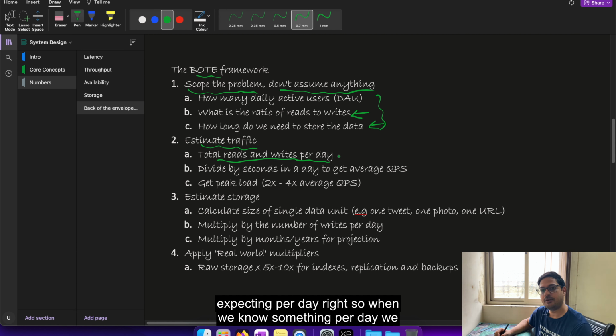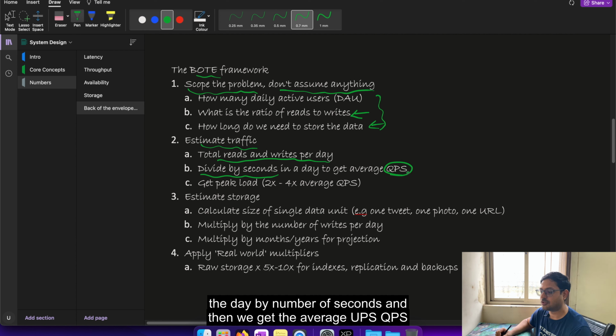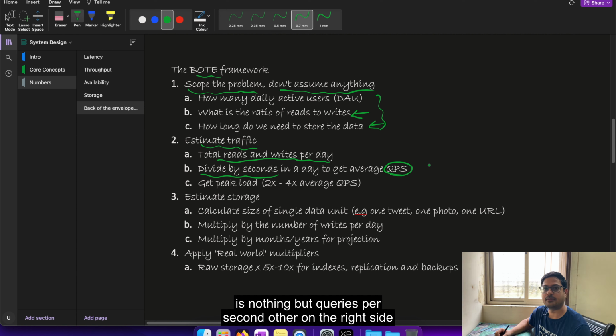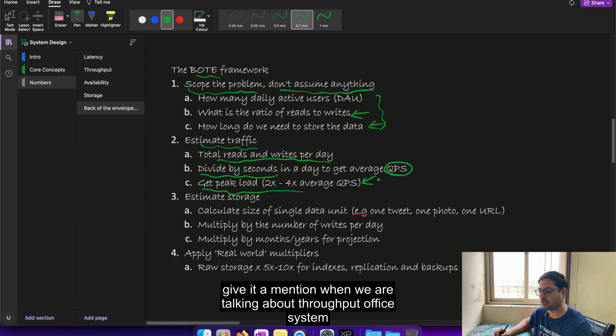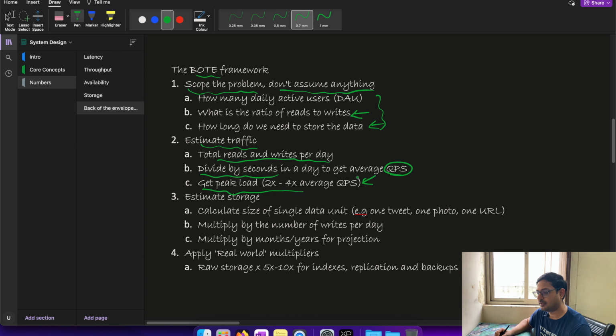So when we know something per day, we already know how many seconds there are in a day, which is 86,400, which will be rounded up to 100,000, right? So we can calculate by dividing the daily count by the number of seconds, and then we get the average QPS. QPS is nothing but queries per second, either on the write side or on the read side, right? Then we can get the peak load of the system by doing 2x or 4x the average QPS, right? So definitely give it a mention when we are talking about the throughput of a system.